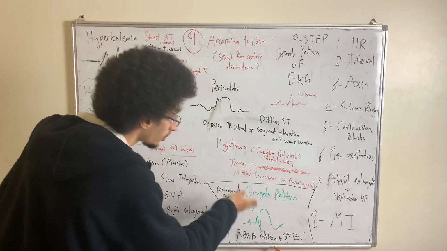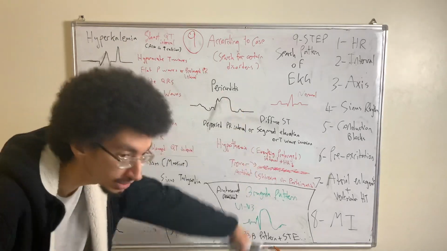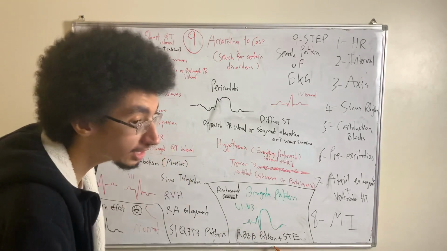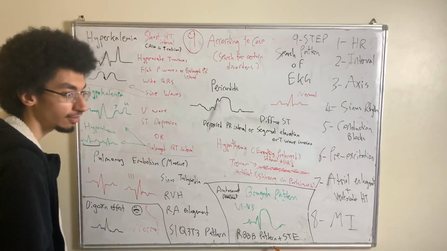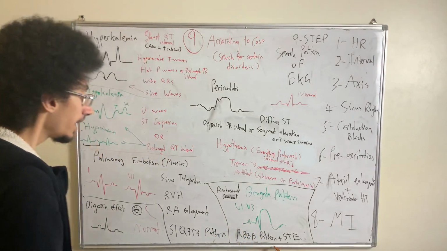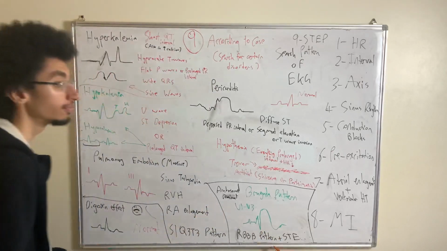You might find a broad and deep R wave that's going negative deflection. You might find a widened QRS, but in reality, this is an ST segment elevation when you compare it with the baseline, the PR interval. And you might find a T wave inversion.